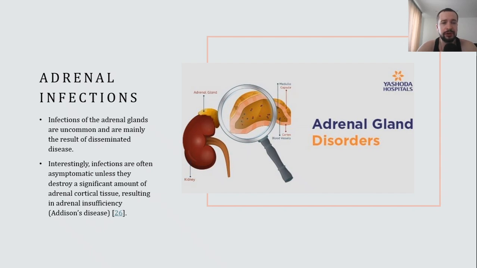Infections of the adrenal glands are uncommon and are mainly the result of disseminated disease. Interestingly, infections are often asymptomatic unless they destroy a significant amount of adrenal cortical tissue, resulting in adrenal insufficiency, Addison disease.